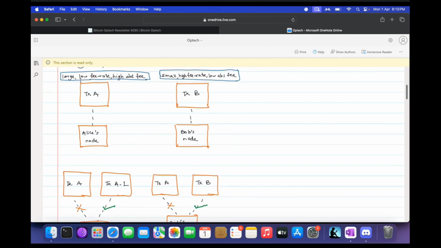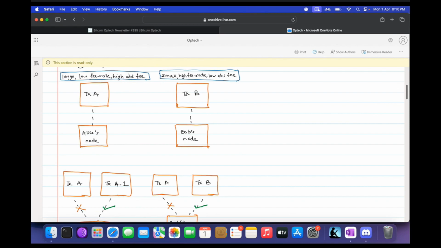Okay, so an attacker creates a transaction A, which you can see on the left side. Now this transaction A is a large transaction, and it has a low fee rate, but it has a higher absolute fee, because it's large in size, so it pays a higher absolute fee, but the fee rate, that is the fee that you're paying per virtual byte, is low.